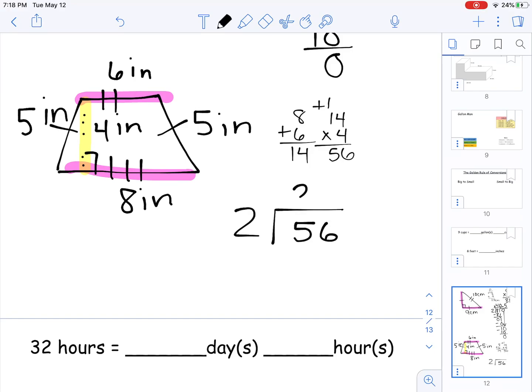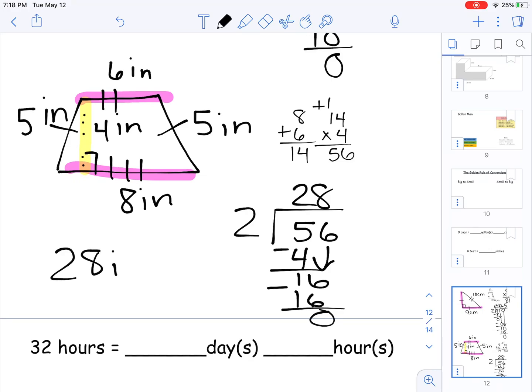So 56 divided by 2. If I have 5, I can get 2 groups, which is 4. Subtract, bring down. If I have 16, I can get 8 groups. So that tells me the area of this trapezoid is going to be 28 inches squared.